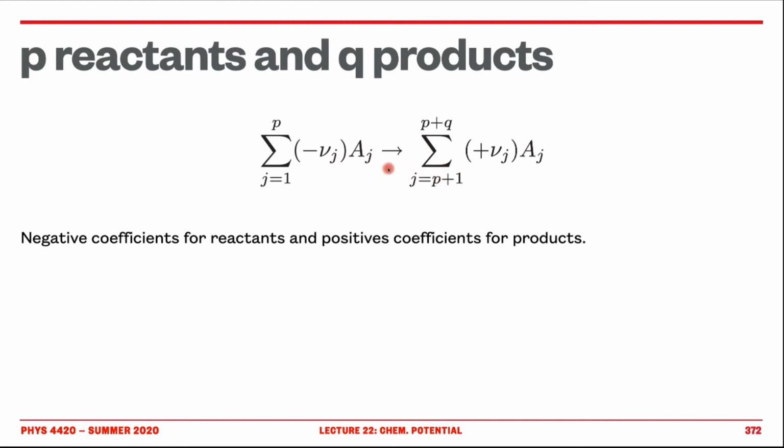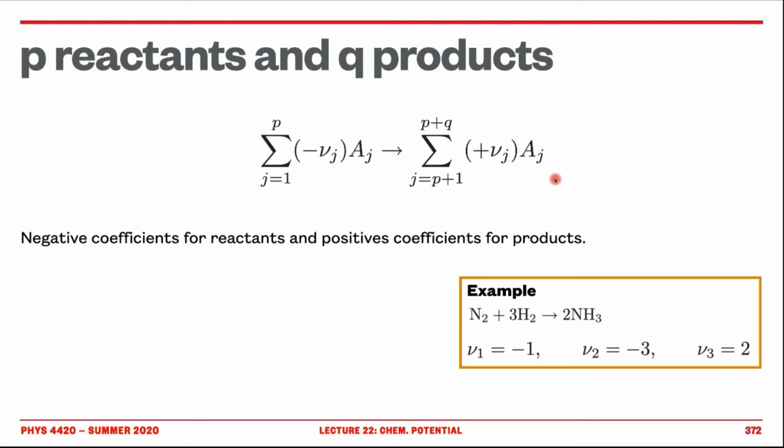In order for things to be easier later, we are going to suppose that the coefficients on the left are negative. We will see how that works out. But that way, when they have a negative coefficient, that means it's a reactant. That will allow us to be a little bit more general. The best way is to show you an example.